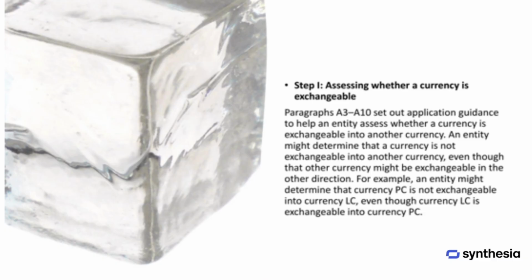Step 1. Assessing whether a currency is exchangeable. Paragraphs A3 to A10 provide detailed guidance to help an entity determine if one currency can be exchanged into another. Sometimes the ability to exchange currencies is not reciprocal. This means that even if currency A can be exchanged into currency B, B may not necessarily be exchangeable back into currency A. For example, an entity might conclude that currency PC cannot be exchanged into currency LC, even though currency LC can be exchanged into currency PC.